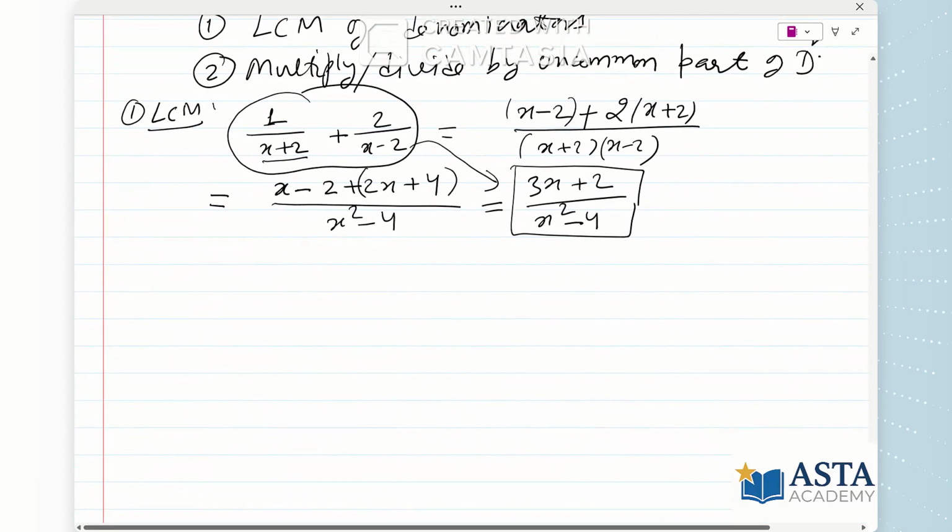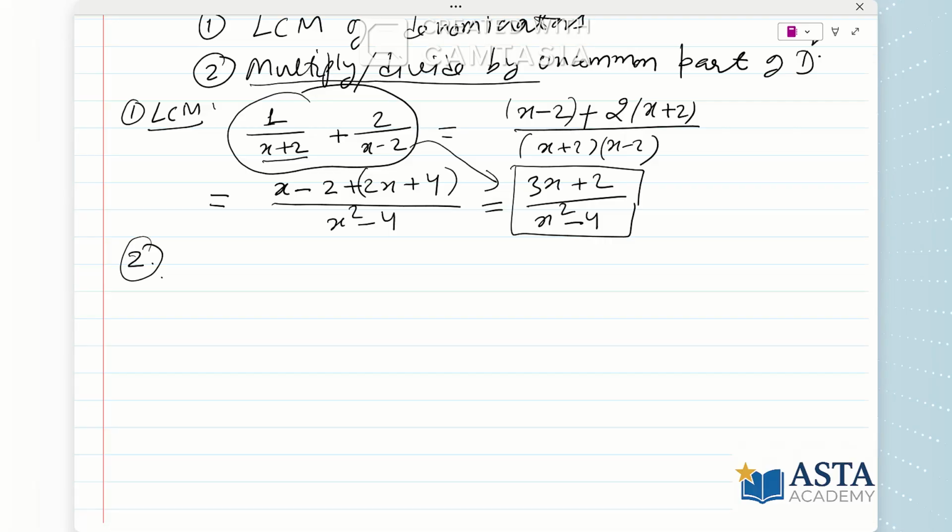Now the second case. I'll take up another example in which you want to multiply and divide by an uncommon part of the denominator. Don't always take the LCM. Here it was okay, but things can get complicated and there are other ways to get around. So let us see that we have a case like this. This is the first rational expression. The second one is 18 divided by x squared plus 3x.